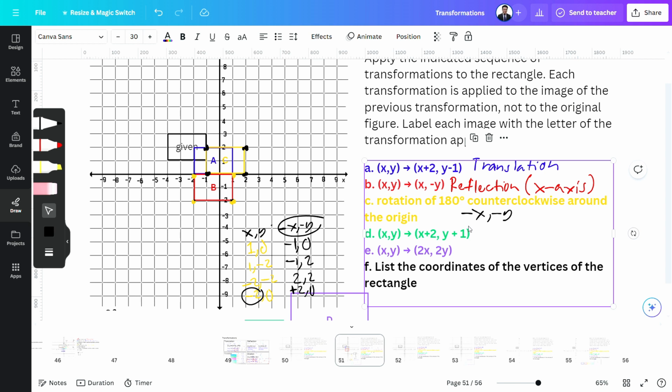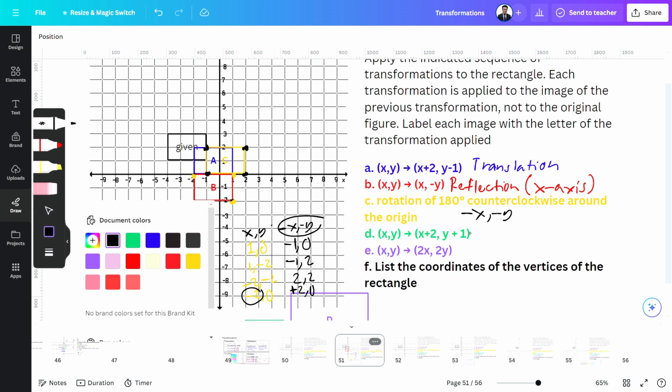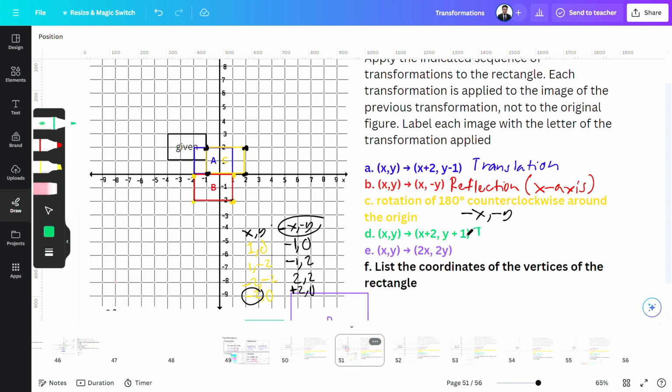Now, let's do letter D. Letter D is another translation. Okay, we'll change the color. It's gonna be color green here. So this is, again, translation. There. So it says x plus 2 and then y plus 1.